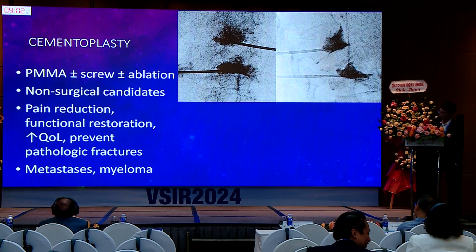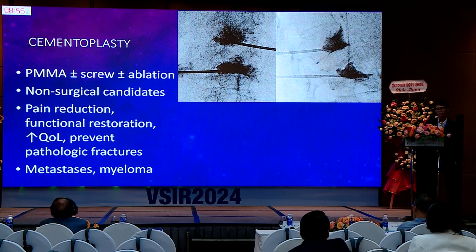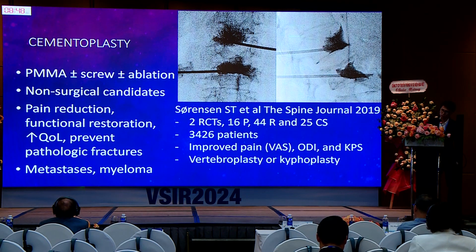Cementoplasty can also be performed with and without ablation screw. They are usually performed in non-surgical candidates for pain reduction, improvement of function, improving quality of life, and preventing fractures, and primarily in metastasis and myeloma. In a systematic review done by Sorensen in Spine Journal 2019, which has a CAFE trial, which is the RCT, and involves 3,426 patients, the underlying tone is that it always improves pain, function, and disability index. And vertebroplasty or kyphoplasty are all useful.